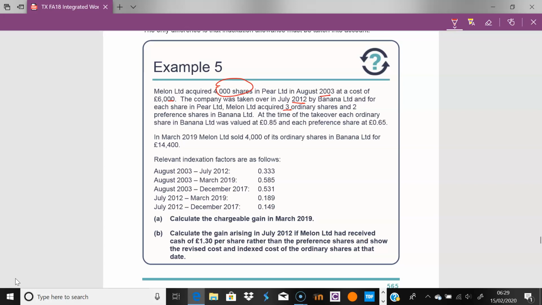But because we have indexation, we have to index from the date of us acquiring the shares, when we actually bought them, to the date they got taken over. So we need to do that first. And then we're done. Pretty much it just falls into place. That's the only difference. So let's do that and see what's happening here.